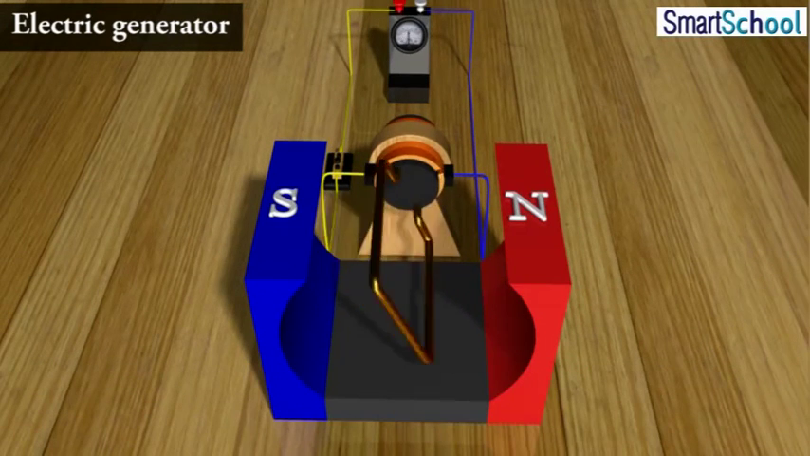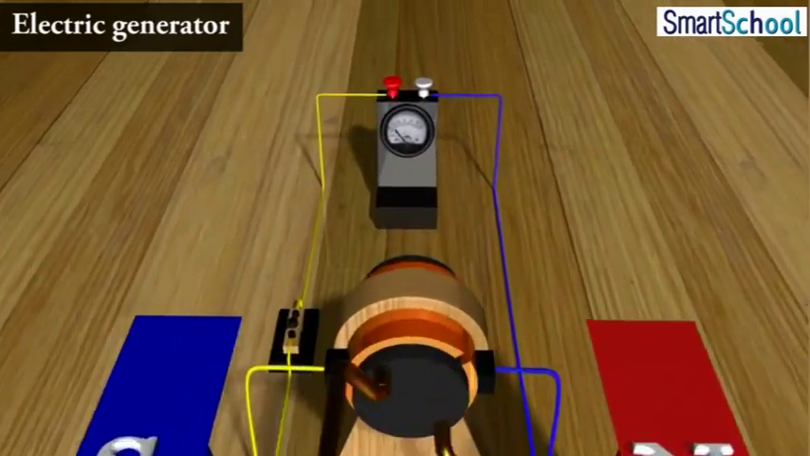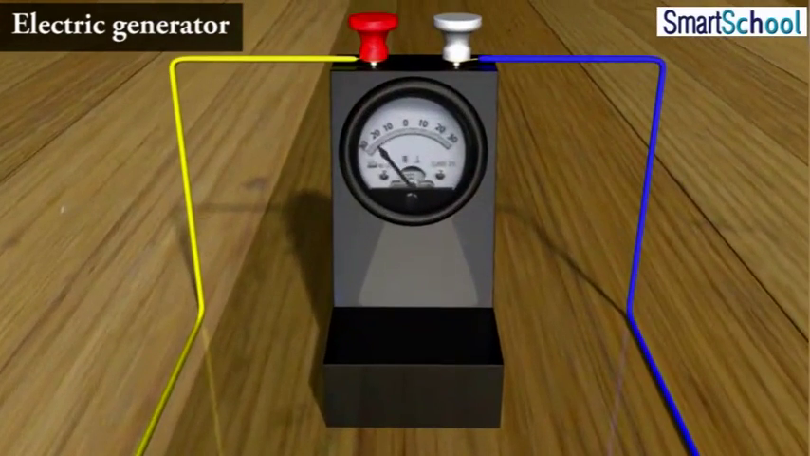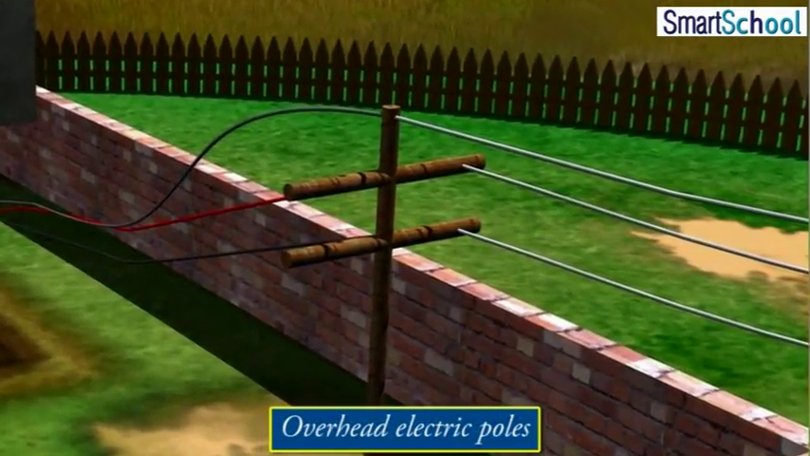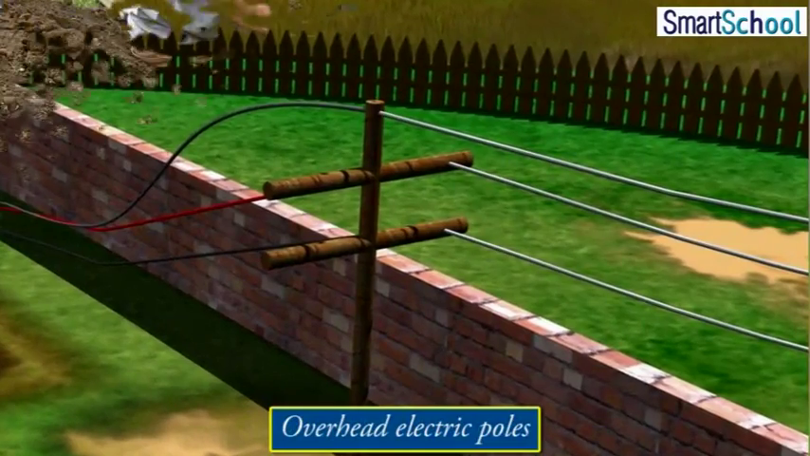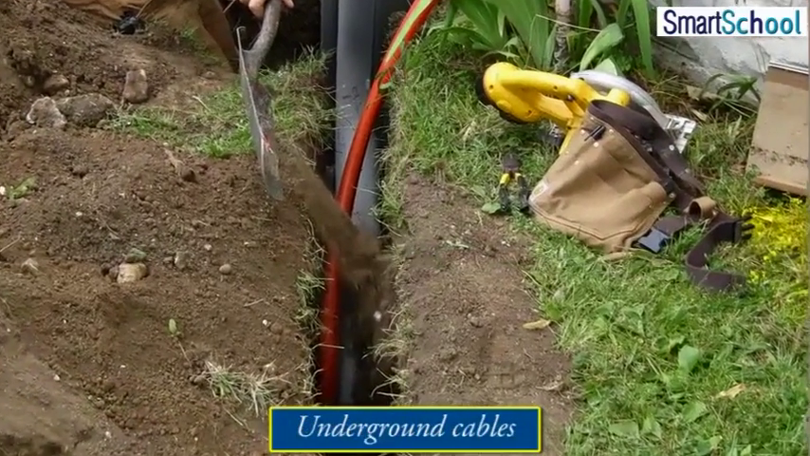We have seen the working of a split ring commutator in the case of an electric motor. Thus, a unidirectional current is produced, either supported through overhead electric poles or by underground cables.